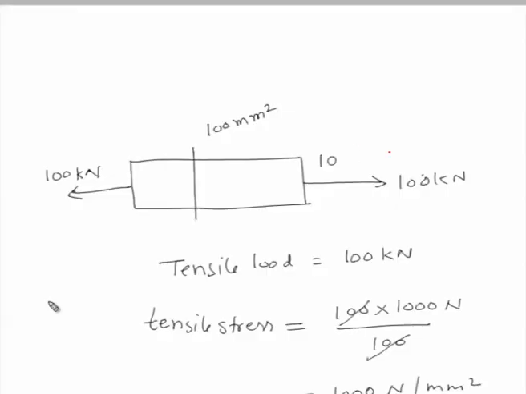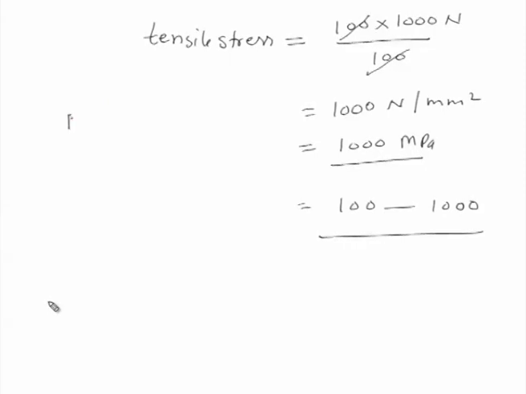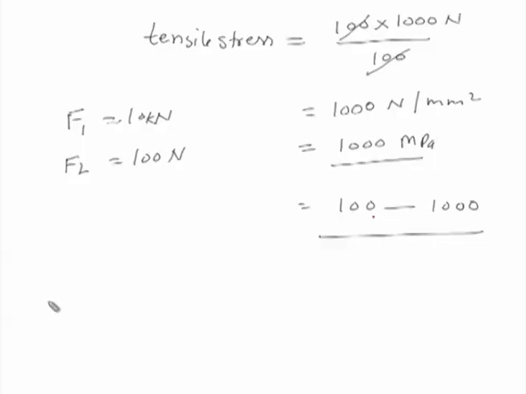This stress is constant when a fixed load is applied, but if instead of maintaining this load, we fluctuate it from 10 to 100 kilonewton, the stresses will also vary from 100 to 1000 MPa. Here F1 is the minimum tensile load of 10 kilonewton, and F2 the maximum tensile load of 100 kilonewton. If the load is fluctuated like this, it results in a significant fluctuation in the tensile stresses acting in the component, from 100 to 1000 MPa. So we can say the minimum stress is 100 MPa and the maximum stress is 1000 MPa.